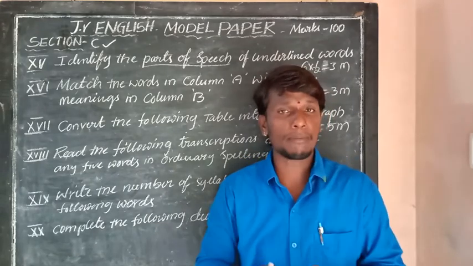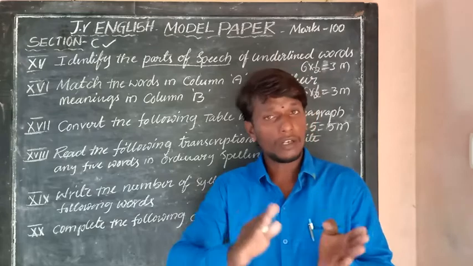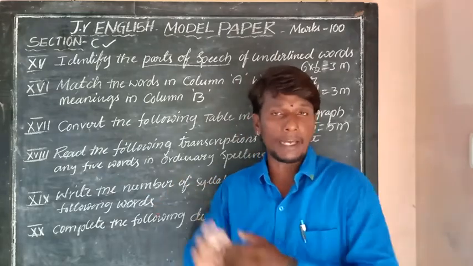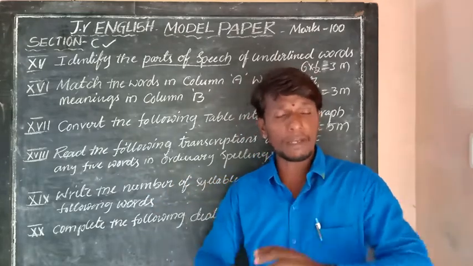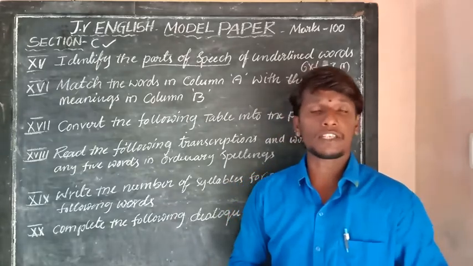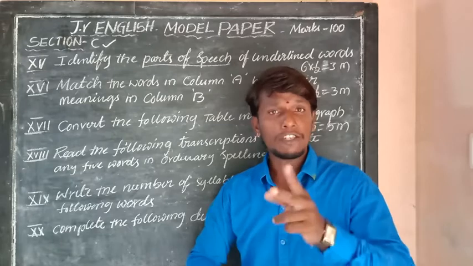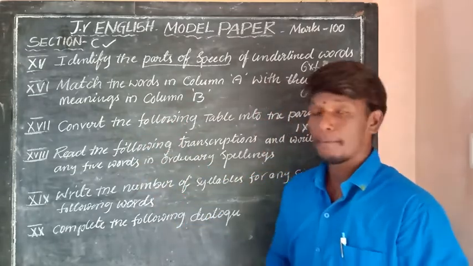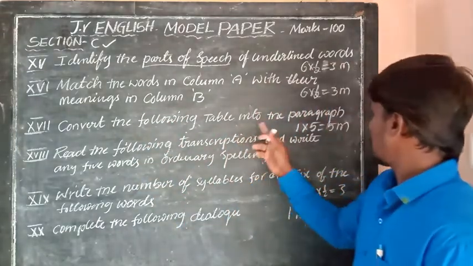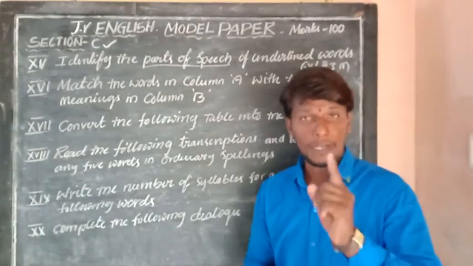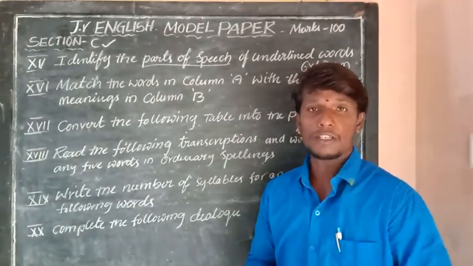A paragraph may be given and converted into a pie chart, or a pie chart may be given and the information in it converted into a paragraph. So you can be asked in two ways. That is Roman number 17, and this question is for 5 marks. You need to write only one question, and that question is for 5 marks.